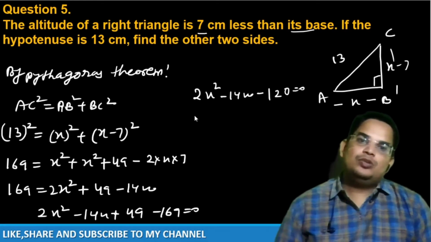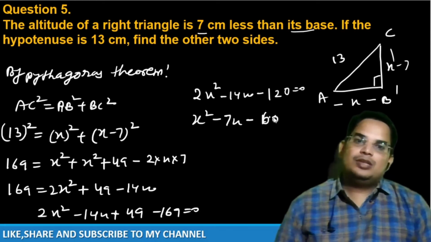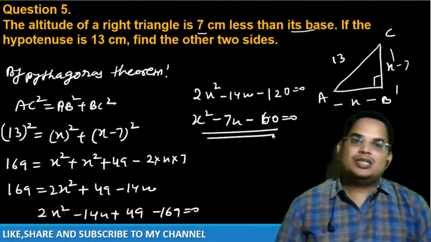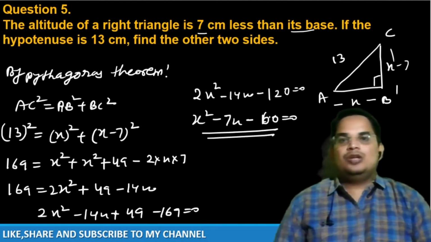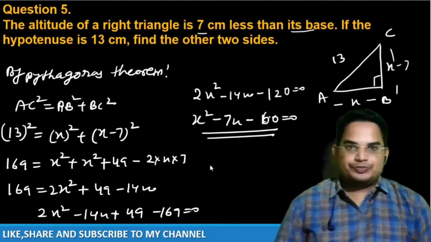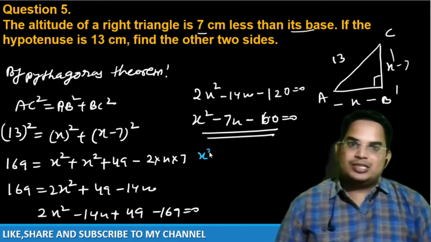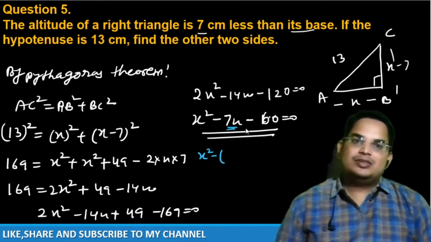Divide the whole equation by 2, it becomes x square minus 7x minus 60. Now I have to solve this equation. So now I am going to tell you how to find the factors of this equation. Look at this very carefully. This is x square, and this is 7x, and this is 60.